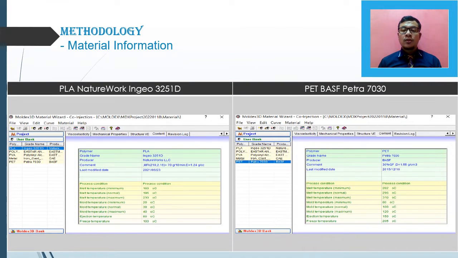Here is the material information used for this study. PLA NatureWorks Ingeo 3251D is used as the skin material, while PET BASF Petra 7030 is used as the core material. The maximum and minimum temperatures of the material and mold are important for doing the simulation.